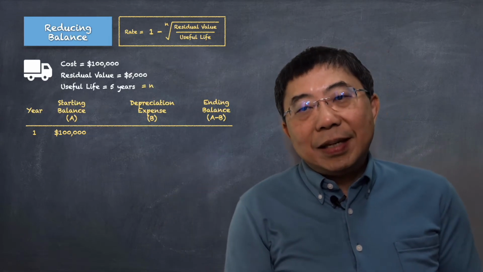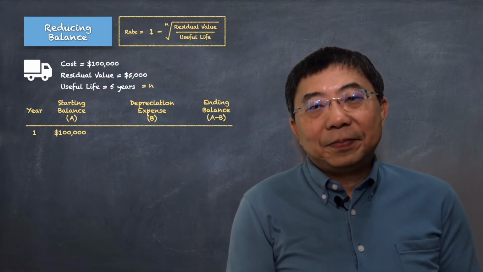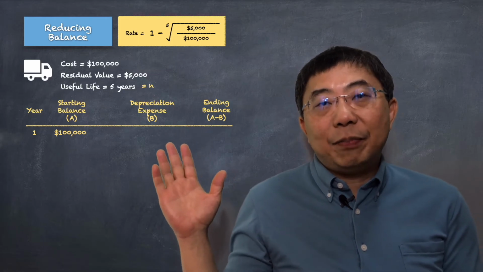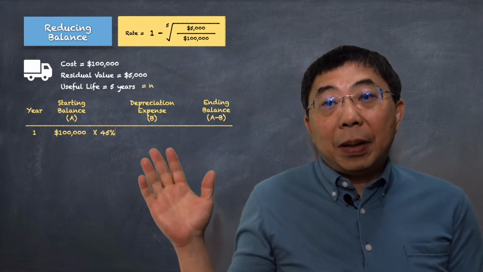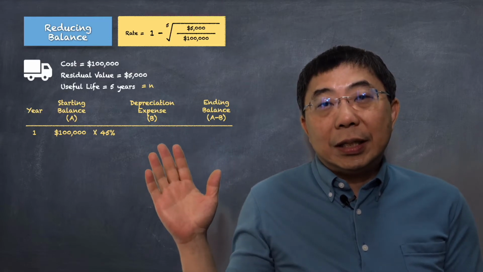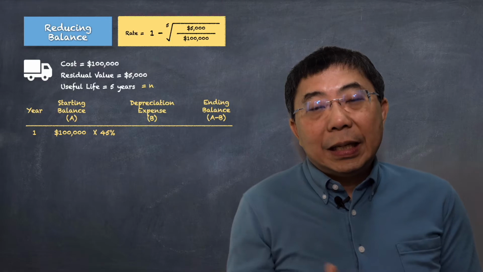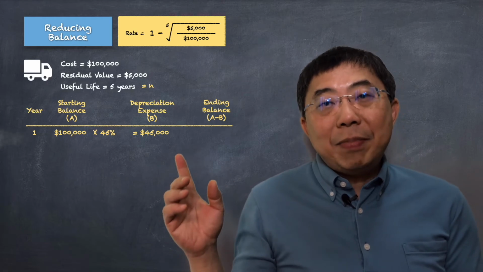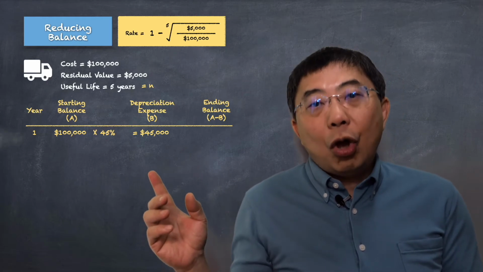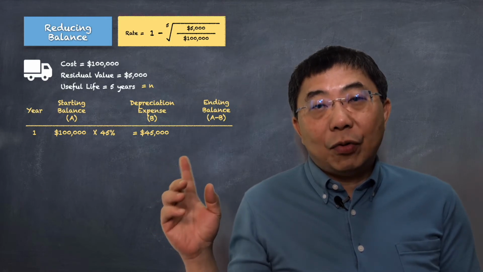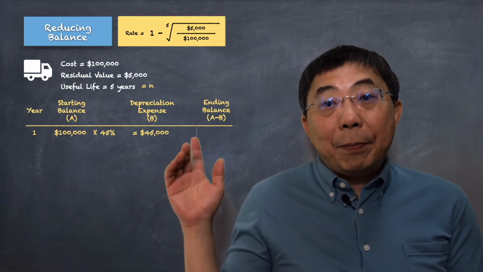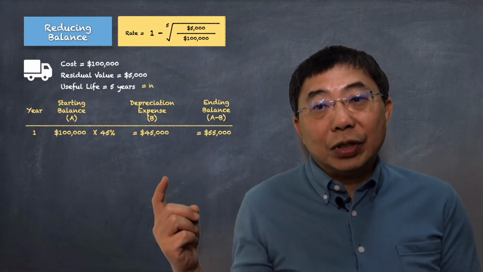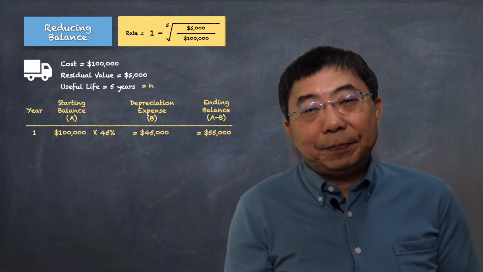N is the estimated useful life of the truck. Now, solving this formula will give us a rate of 45%, which is then multiplied with the starting amount for the year of $100,000. This will give us $45,000, which will be the estimated amount of the asset used or the depreciation expense for the first year. Now, the balance of $55,000 represents the unutilized portion of the asset after the first year.